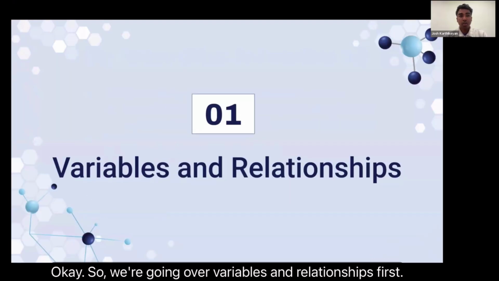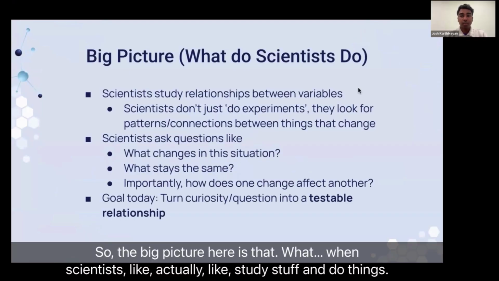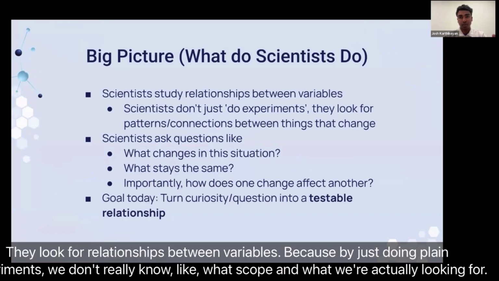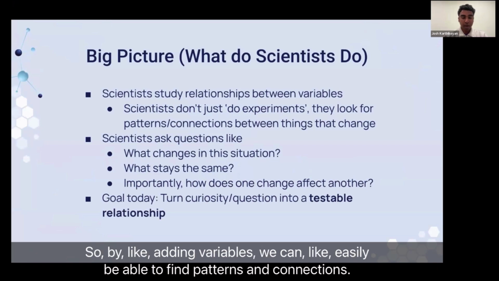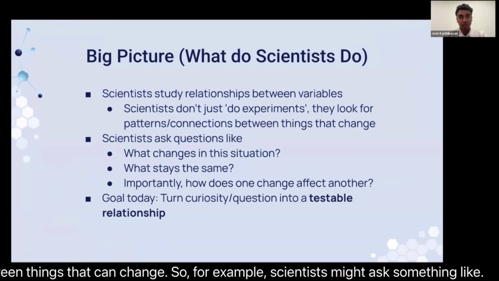Okay, so we're going over variables and relationships first. The big picture here is that when scientists actually study stuff, they look for relationships between variables. Because by just doing plain experiments, we don't really know what scope we're actually looking for. By adding variables, we can easily find patterns and connections between things that can change.